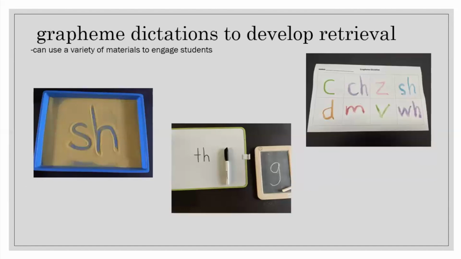I start spelling lessons with a grapheme retrieval activity. A grapheme is the written representation of a phoneme, which is the smallest unit of sound in language. Kids need to be automatic at picturing the grapheme in their head and writing it down. You can use different materials to do this activity to keep students engaged.